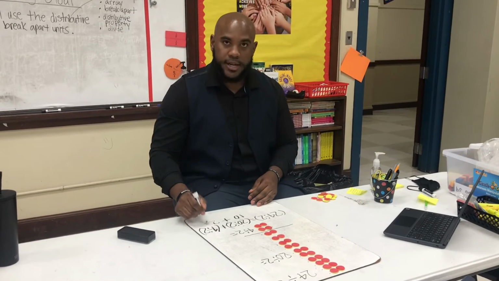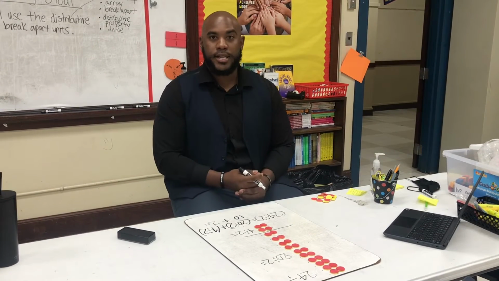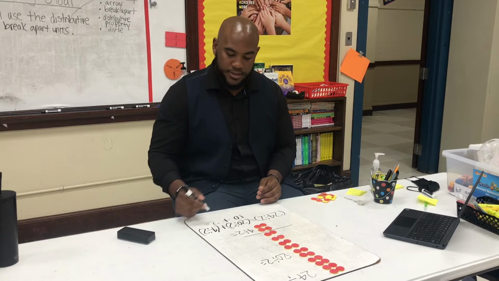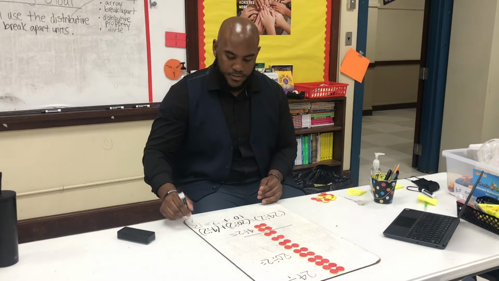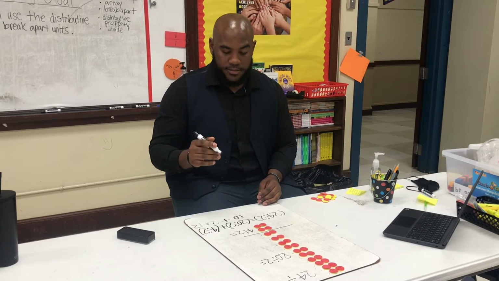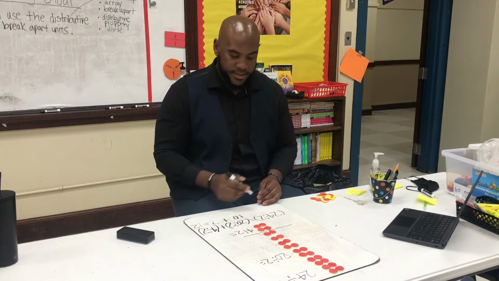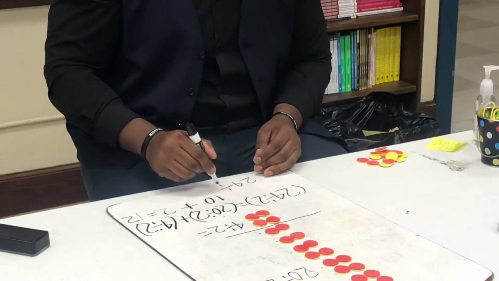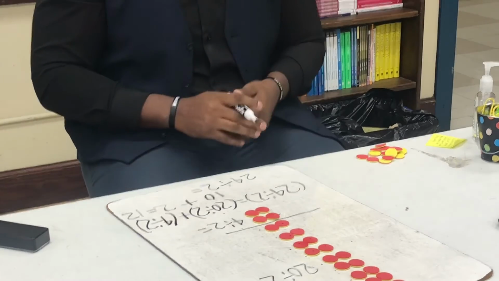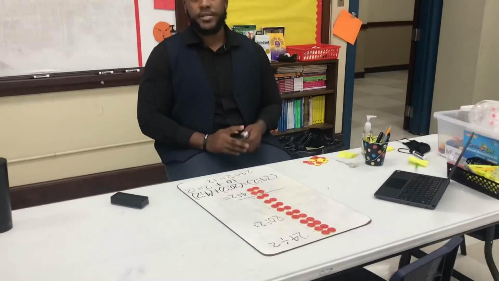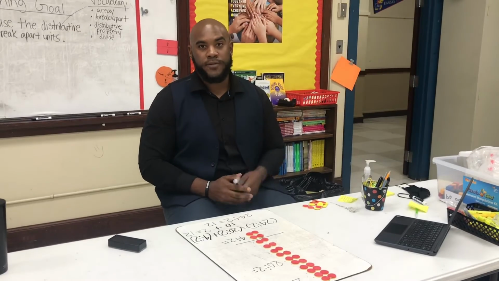Alright, scholars, now we have an addition sentence, and our addition sentence is 10 plus 2, and 10 plus 2 is 12. Now we can plug our addition answer into our original equation, 24 divided by 2. And 24 divided by 2 is 12, because we know that 12 times 2 is 24.